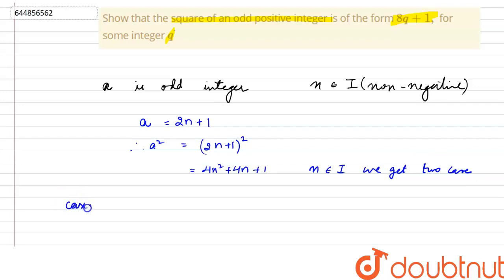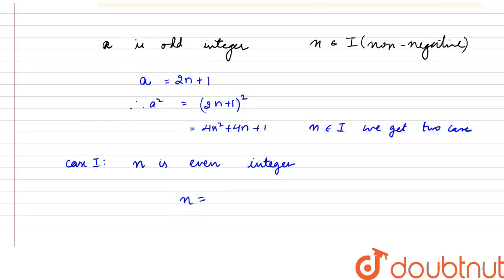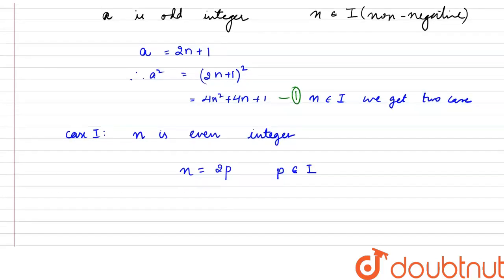Now, what is our case 1? Case 1 is n is an even integer. If n is an even integer, then n is equal to 2p, where p is any number which belongs to the set of integers. Now we know that our n is 2p. Now let us substitute that in equation 1.